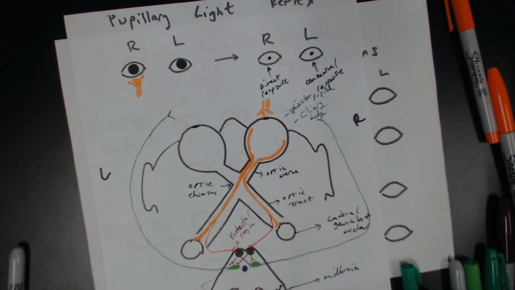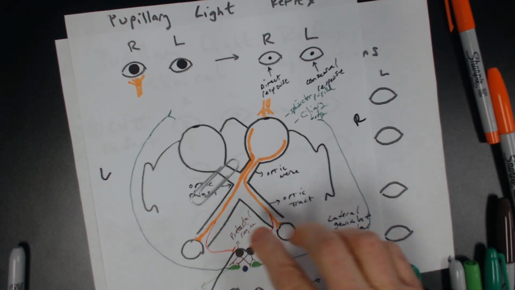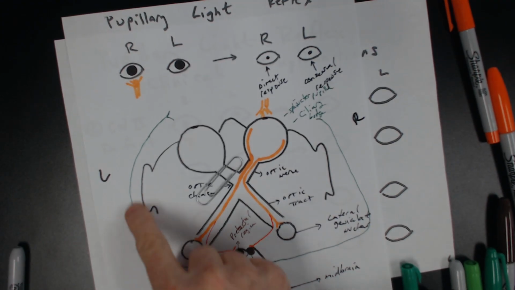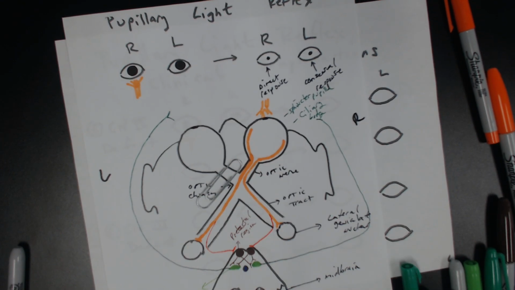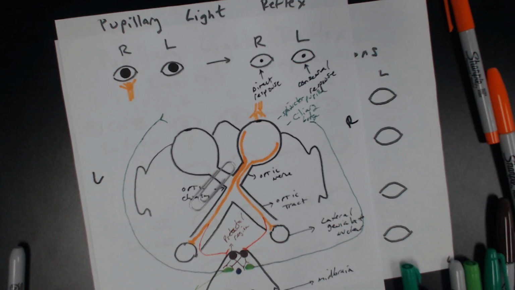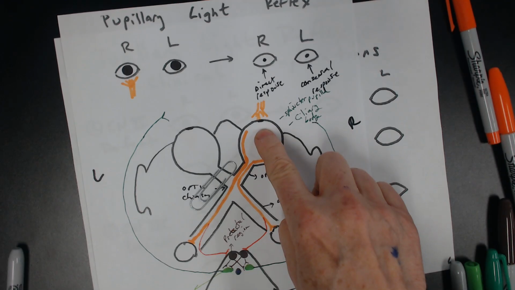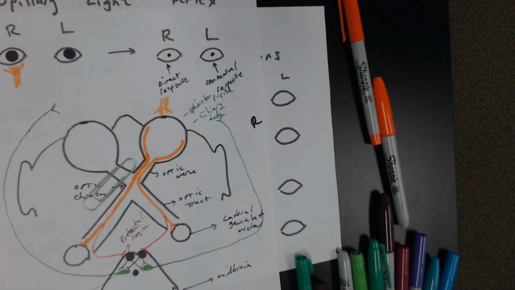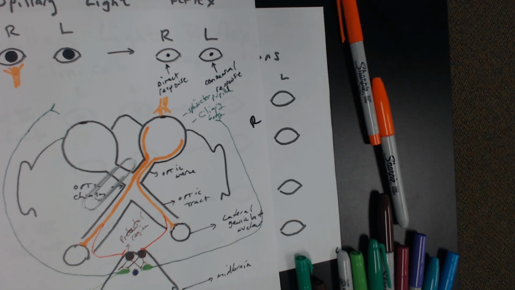So if the defect is here, there's no problem with the cranial nerve 3 pathway. It's just cranial nerve 2 on the left side is broken. That means light comes in the right and does everything it's supposed to. Does everybody see that? I see one head.